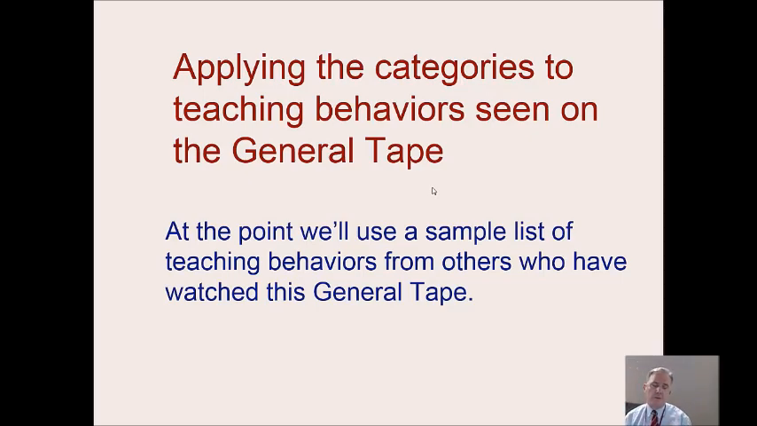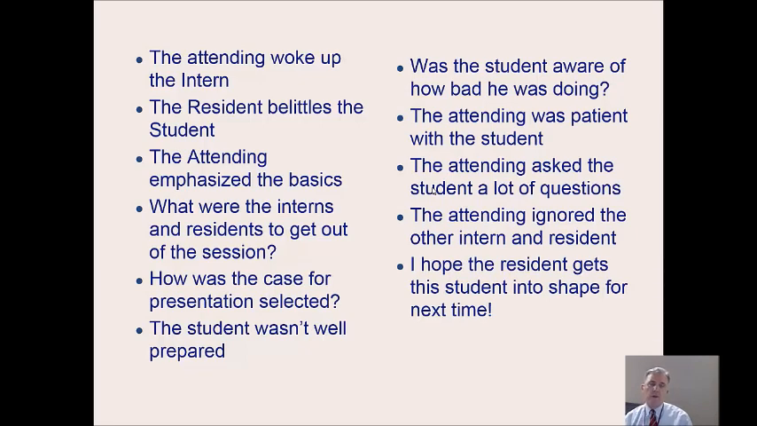Typically, when I have a group of 5 to 10 people watching this tape, we can generate a list of 20 or 30 different observations. And you may have written down 5 or so yourselves. I'm going to show you a list of about 10 or so behaviors that people have found in the past on the tape. So here are the items. Let's start on the left. We'll read through these and then we'll classify them.